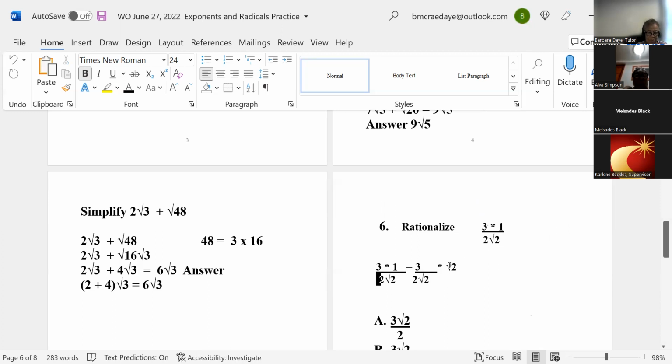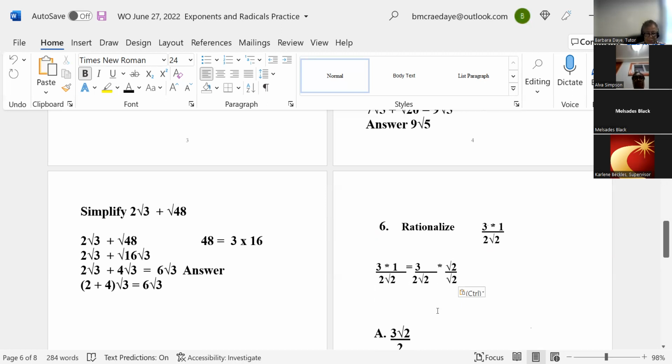So this is times square root of 2, and underneath it, square root of 2. That's just like multiplying by 1. When we multiply by 1, we really don't change the value, right? So that's over square root of 2. Now, that's your first step: multiply the numerator by square root of 2 and the denominator by square root of 2. The reason we pick square root of 2 is because that's what's in the denominator.